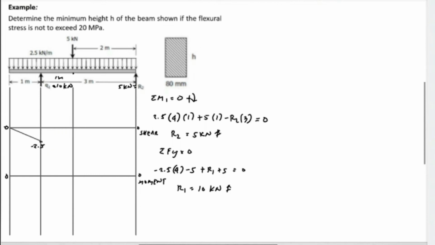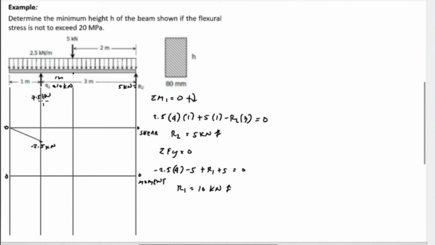Next, from negative 2.5, we have reaction 1 of 10 kilonewton upward. So 10 minus 2.5, and this will be 7.5. And it is positive, so 7.5 kilonewton.